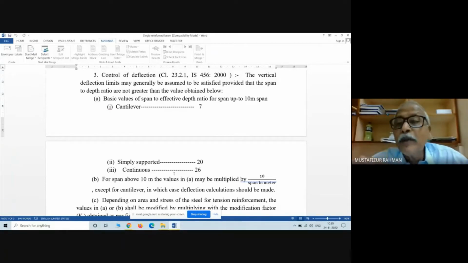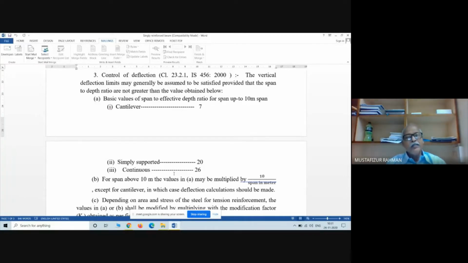Provided the span ratio is not greater than 20. So if it is 20, let us take the extreme value: L by small d is equal to 20. So d is equal to L by 20. So we will get one approximate value of the effective depth required.